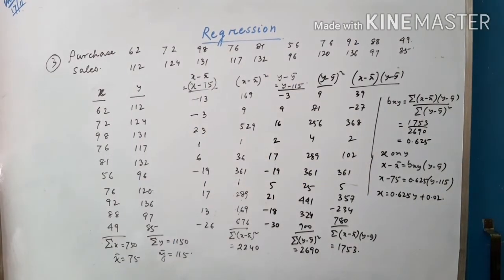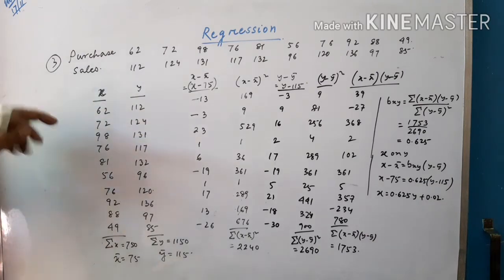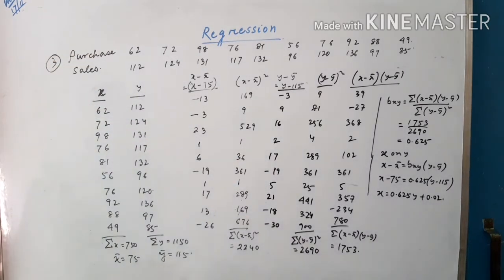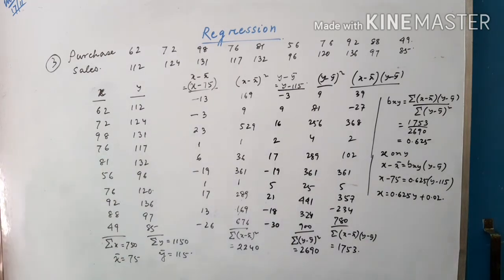Now here you take another example. See that purchase data and sales data are given. So the purchase we take as x and put the values. Similarly, sales we take as y, another variable, and write the values in a column. Now see that after adding, sigma x is 750, and sigma y is 1150.